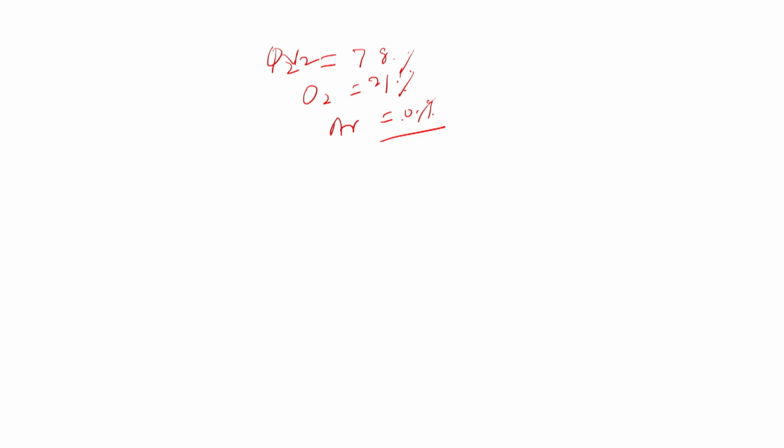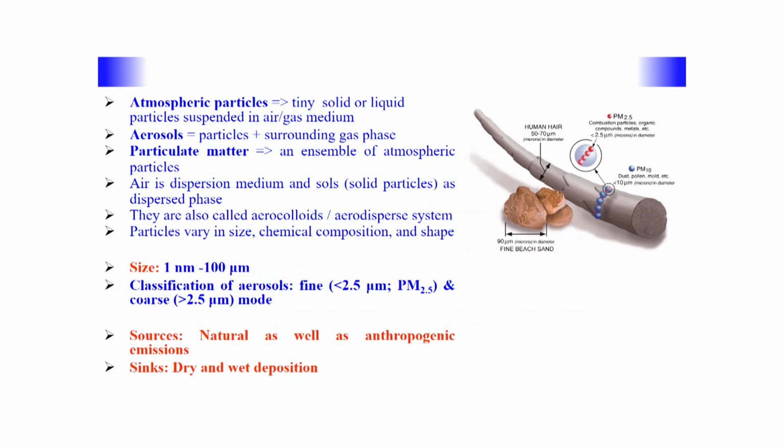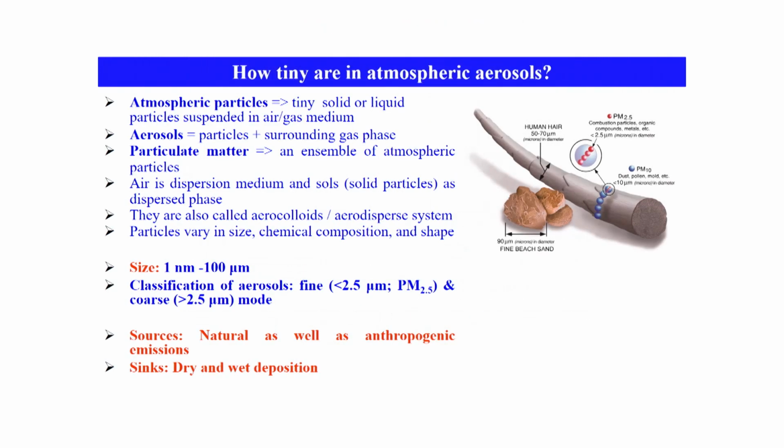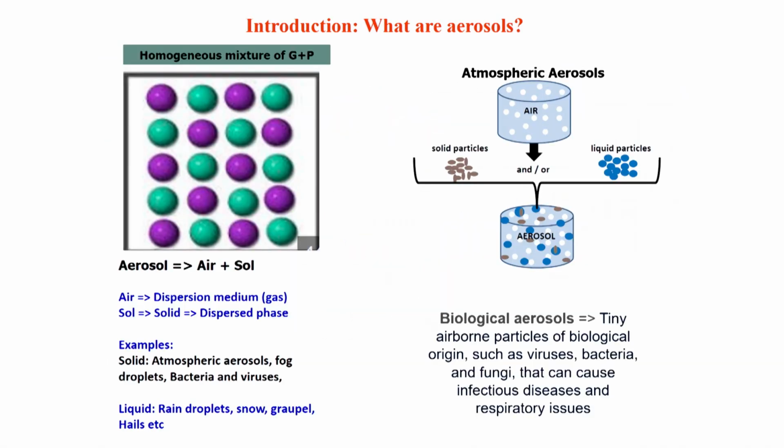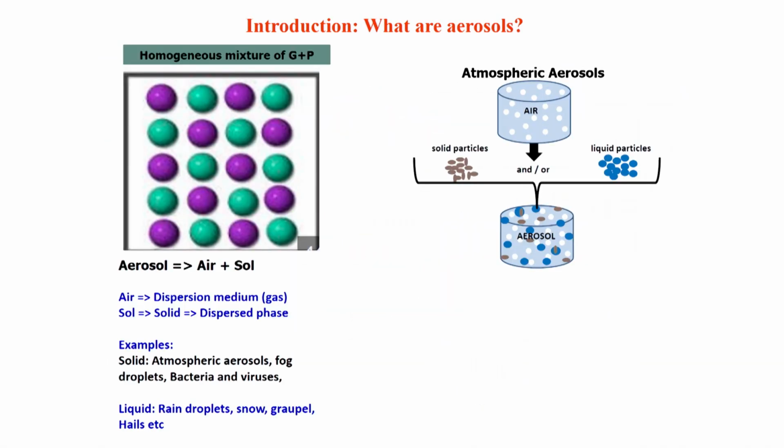But what is varying? The variation is mostly in the composition of the particulate matter. I said here that sol usually means solid, and when we say solid, you can take examples of any dispersed phase here. I have given some examples here.